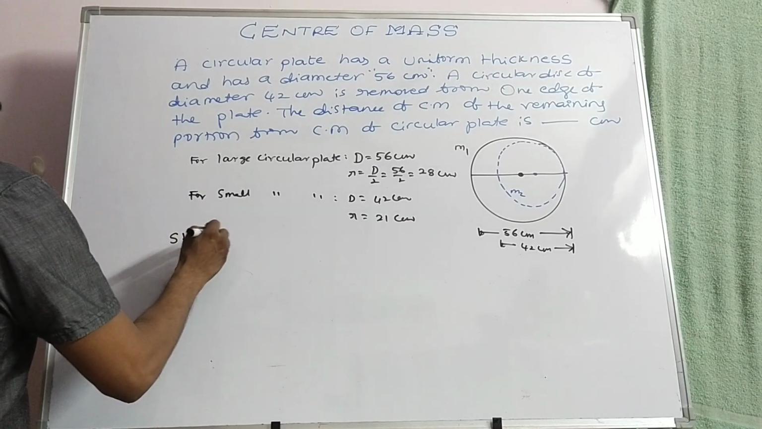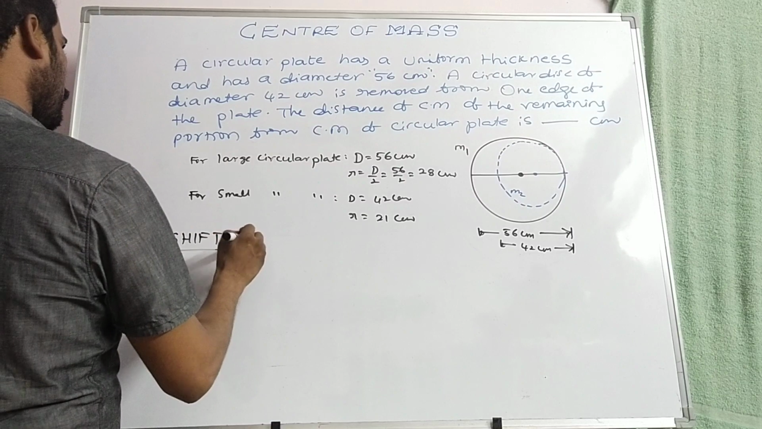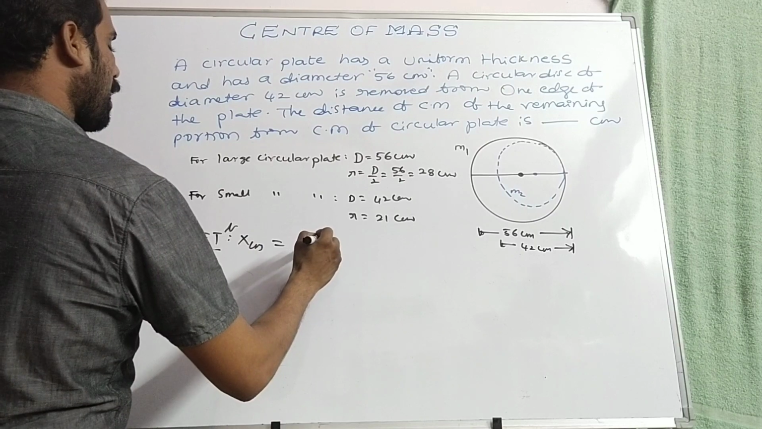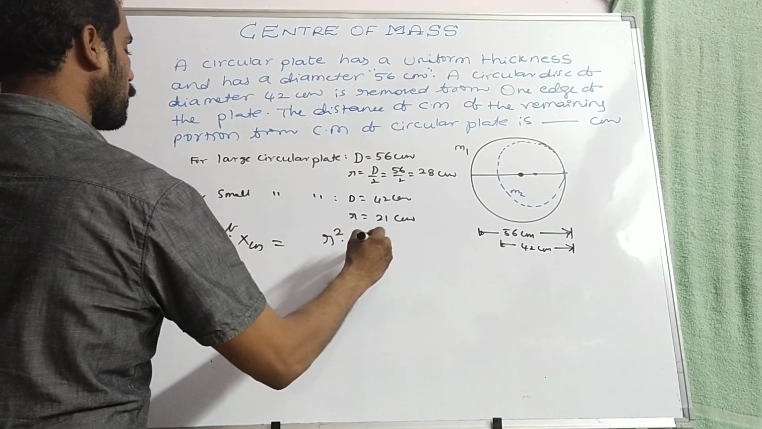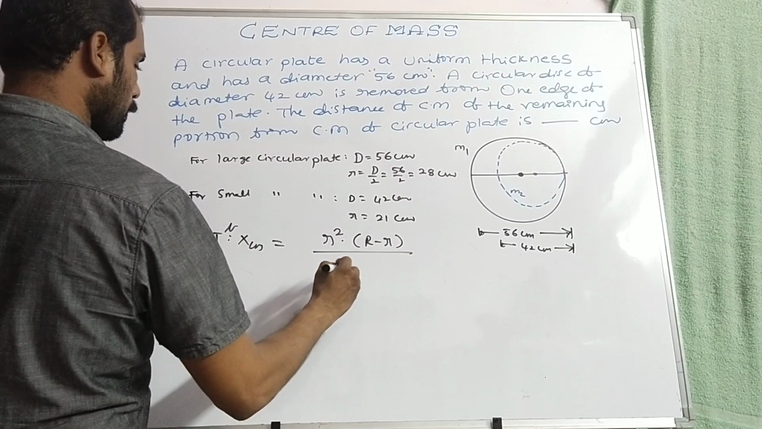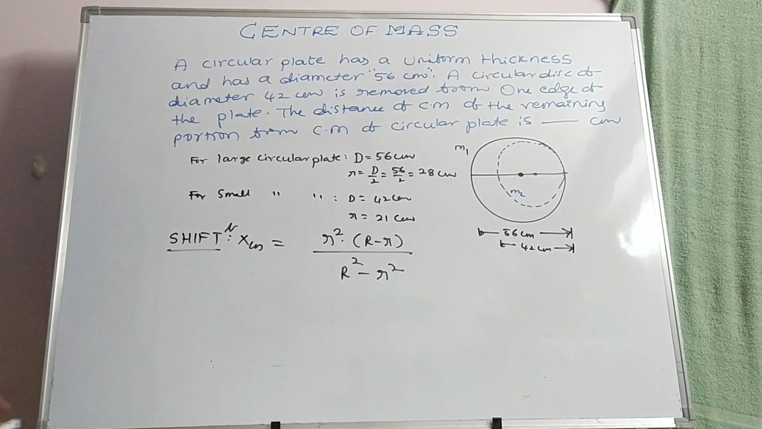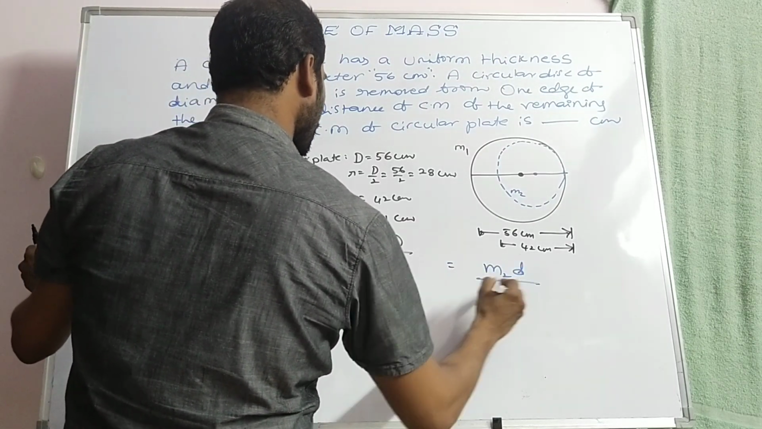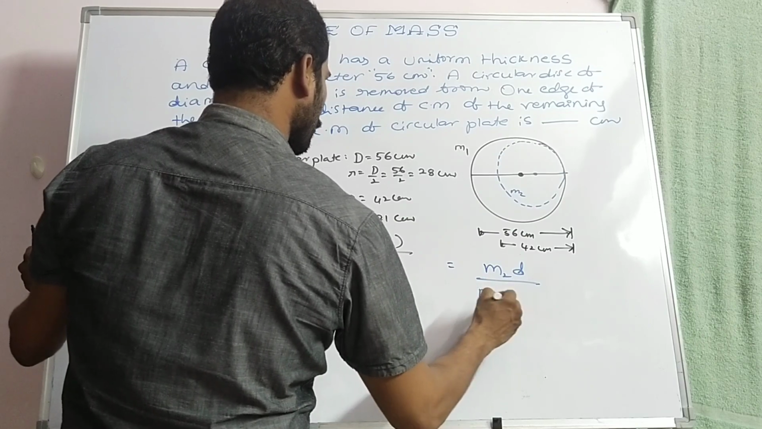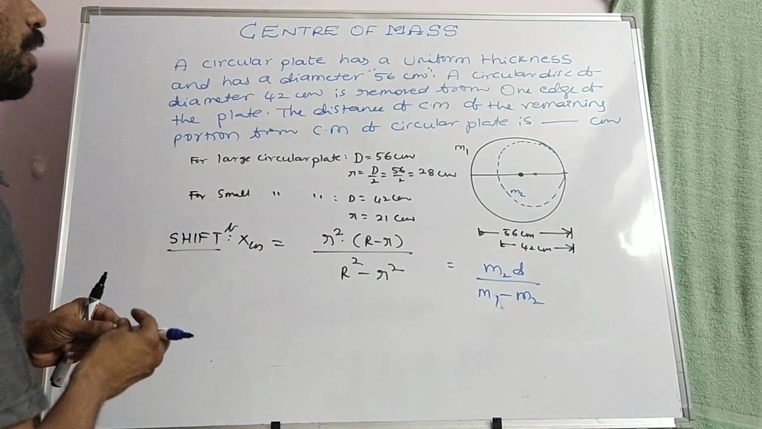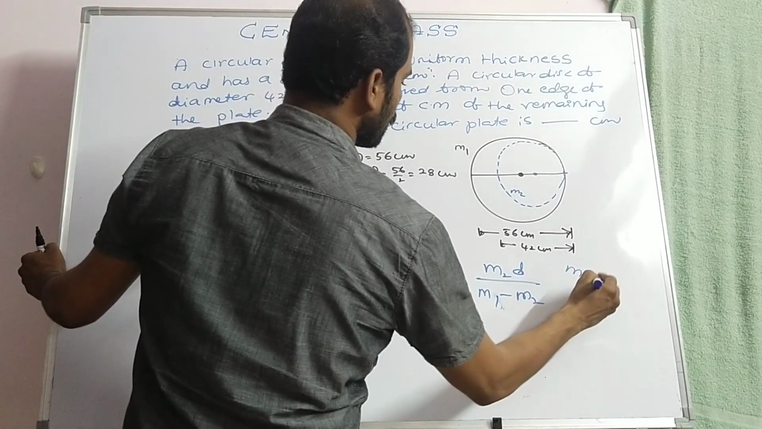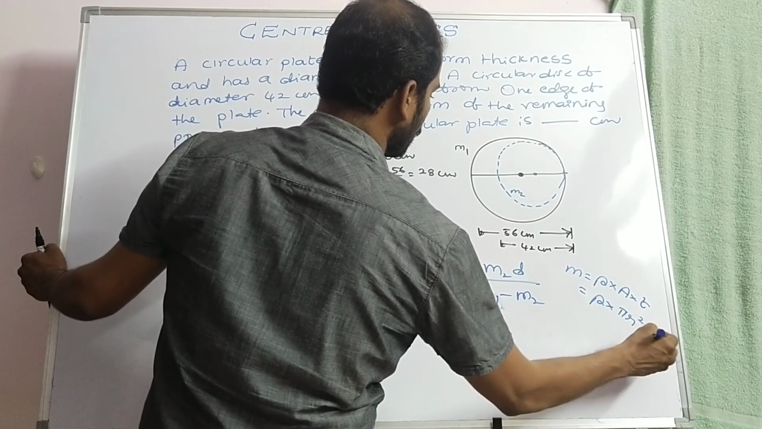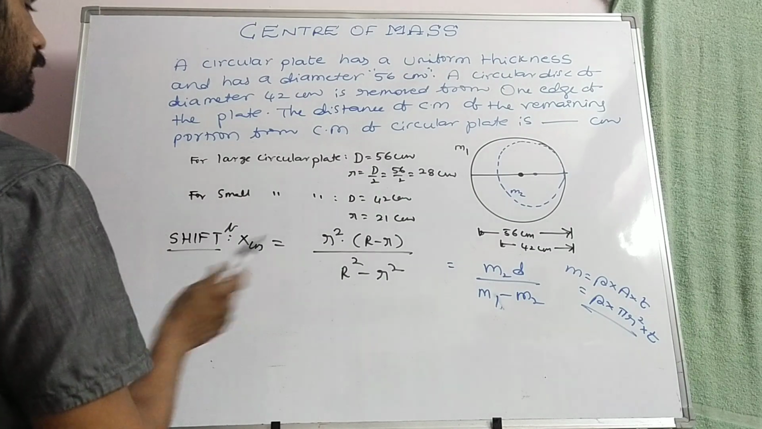Now, there is a generalized form. We know the shift of XCM is equal to R square into capital R minus small r by capital R square minus small r square. It is originated from m2 d by m1 minus m2, as those two are circular discs. M is equal to density into area into thickness, density into pi r square into thickness. This formula is used. Okay, already given in the classes.